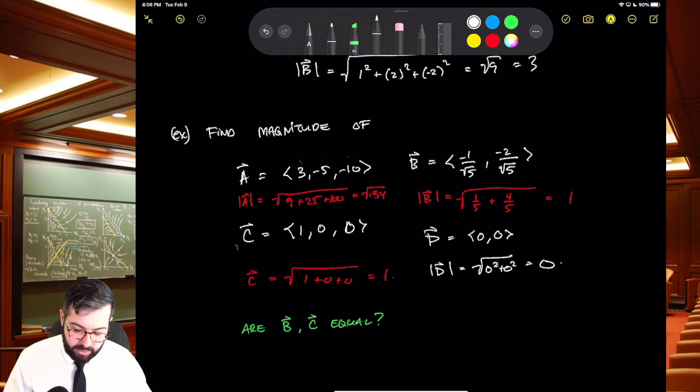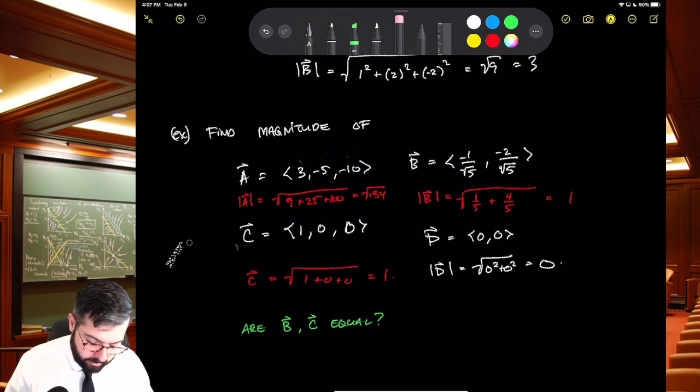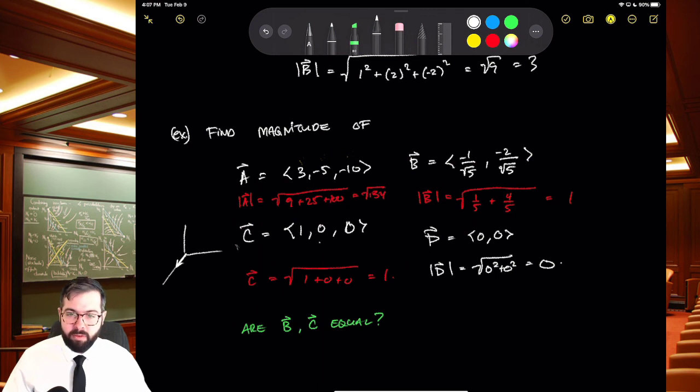You're going to have to think about these a little more spatially to get that. Although C lives in the XY plane, it's pointing out on the x-axis a length of 1, right? Whereas B is pointing into octant 3, which is like back over there. So they have the same length, but they're different vectors for sure, because they have a different direction.